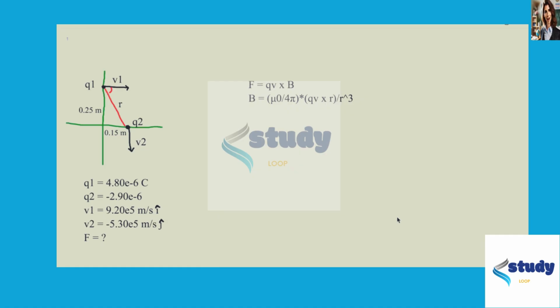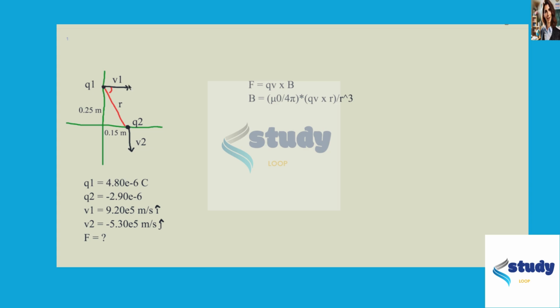Okay, we're looking at question 2856, where we have 2 point charges, Q1 and Q2, that are moving at different velocities. So Q1 is located at point (0, 0.25 meters, 0), so that's just right up on the y-axis here. And it has velocity 9.2 times 10 to the 5 meters per second in the i-hat direction. And the i-hat direction is the positive x direction, so that's going to be pointing straight to the right like this.